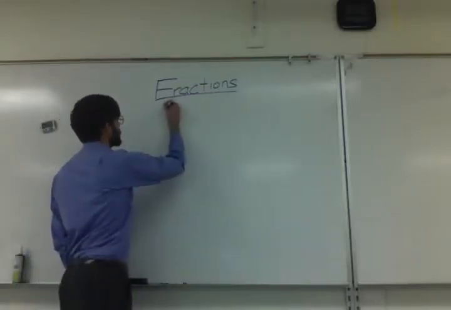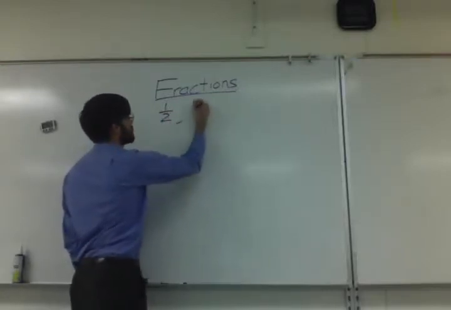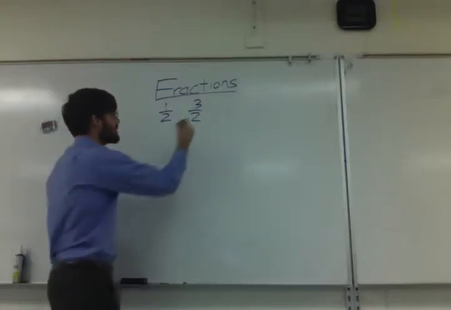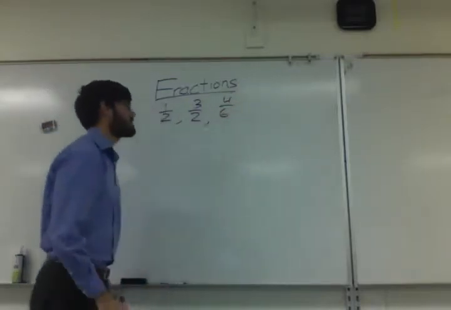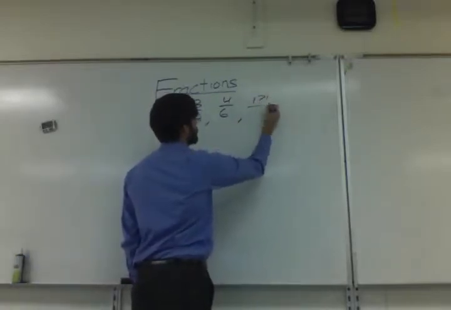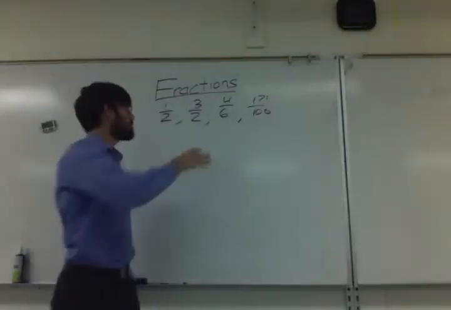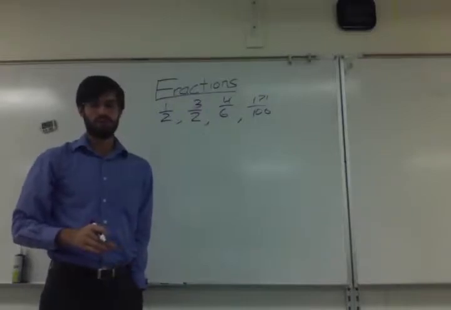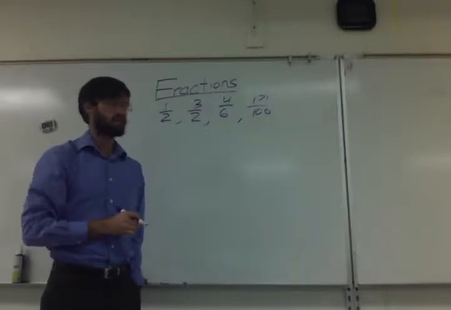So a ratio is something like this, 1 over 2. That's 1/2. Or it could be 3 over 2, which was one of the characters in the video, I think, and he showed up once as 4 over 6. Other rational numbers are 171 over 100. It can be any two whole numbers from negative infinity to positive infinity that are divided into each other.